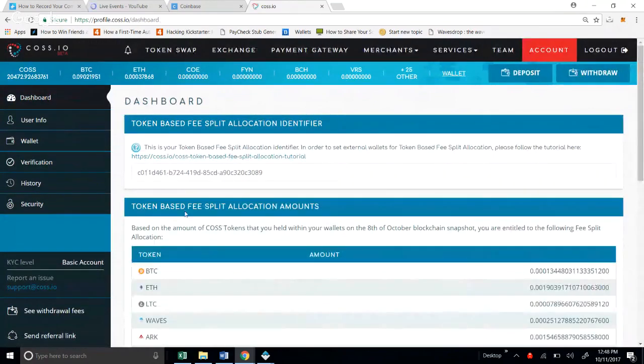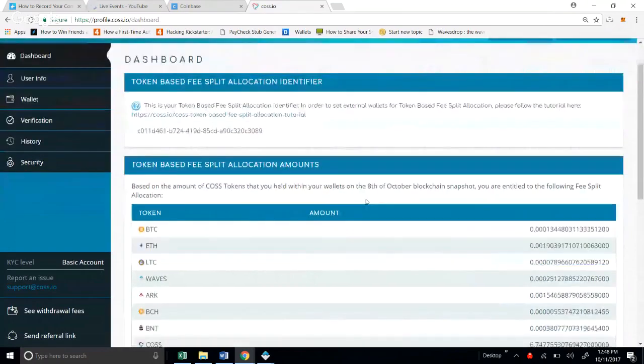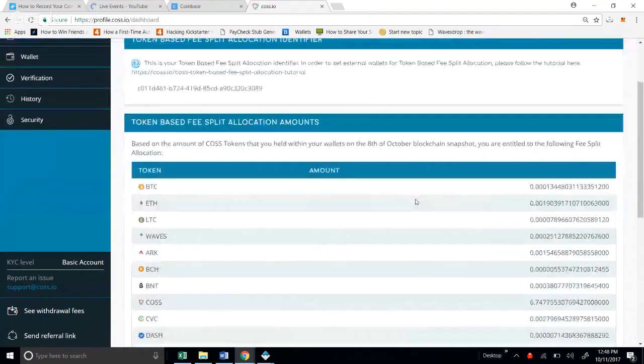So these are the token fee split allocation amounts. Based on the amount of COSS tokens that I have, every week, based on the transactional volume that this exchange does, coupled with the transactional volume of their merchant services, which again, this is 2 weeks old, so you can probably multiply these times 50 or 100 and drop. So these are the tokens.